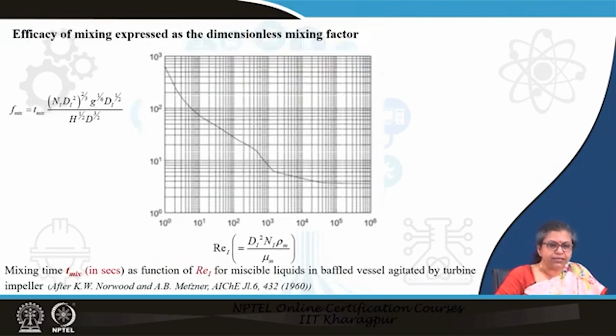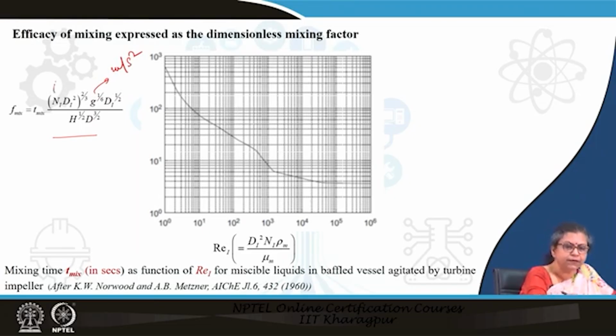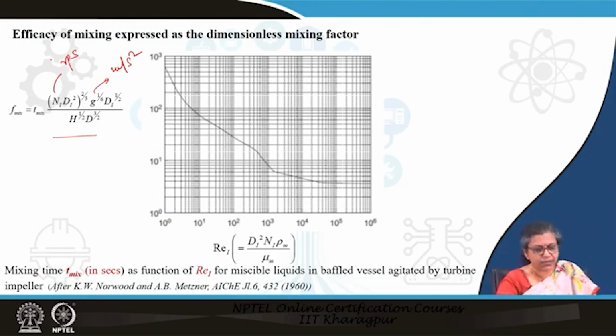Regarding the efficacy of mixing, in this case it is expressed in terms of certain geometric parameters, and again for all these parameters the SI units have to be maintained. g is expressed in meters per second squared, everything else is in meters, and this is in terms of RPS. So, from here we can also find out the T mixing in seconds.